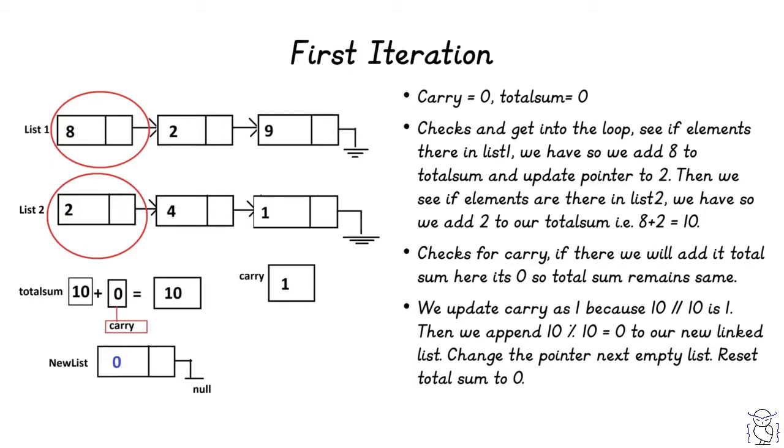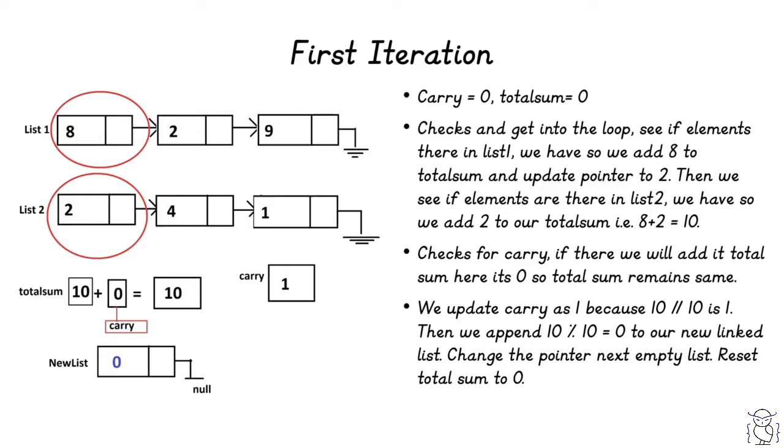Since we have, we'll get into the loop and face the first condition, that is, we'll check if there is any element in list 1. Since we have, we go through the first condition and add 8 to the total sum and change the pointer of linked list to the second number of that list, that is 2. When we move to the second condition, we check if list 2 has element. Since it has, we will add the number 2 that the list was pointing to the total sum, which makes our total sum to 10.